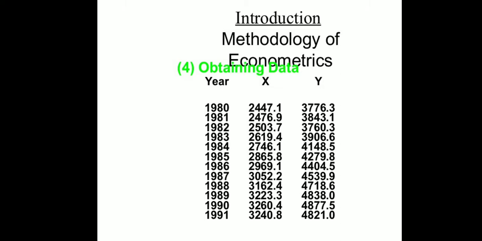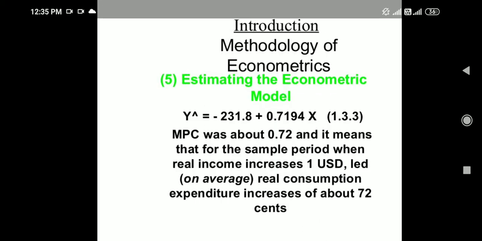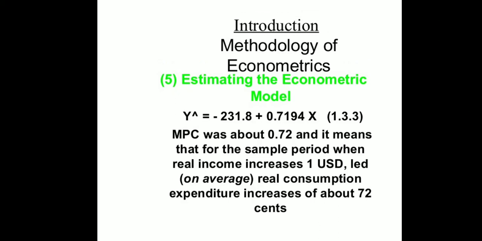Data is like this. For the different years, say from 1980 to 1991, around 11-12 years, there is the x variable and the y variable, where x is the independent variable and y is the dependent variable. After collection of data, the next step is to estimate using the regression equation. Solving the regression equations will be discussed in the next class: estimating the econometric model.